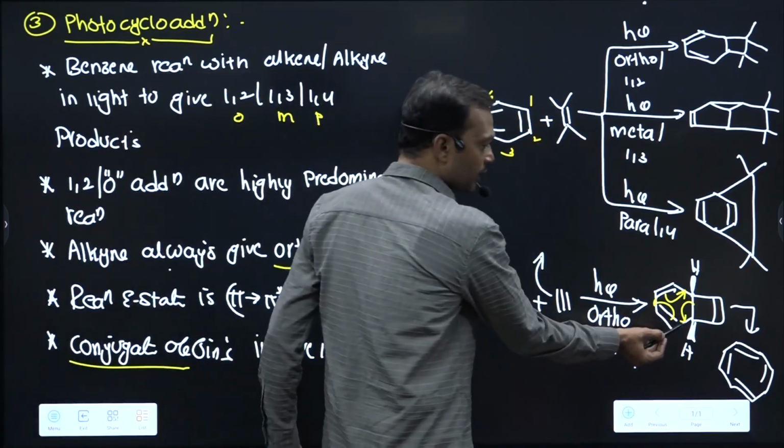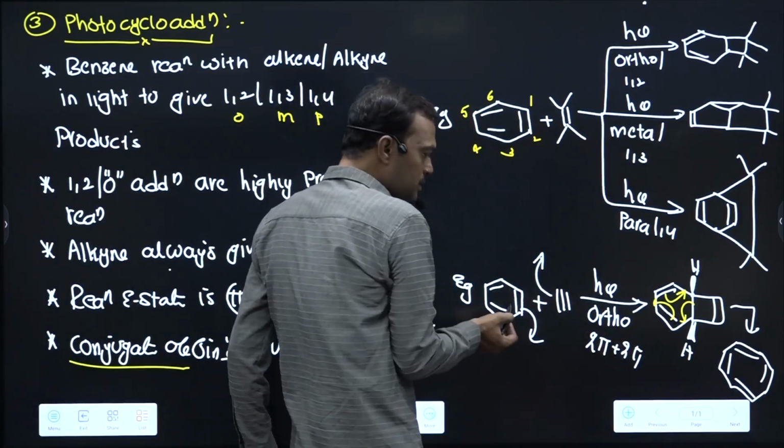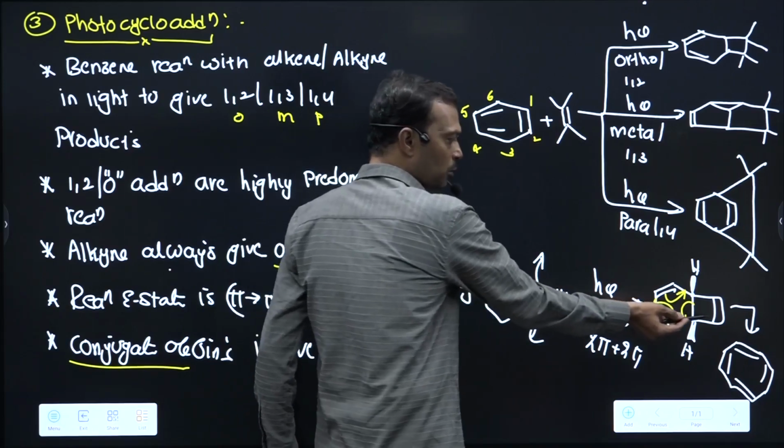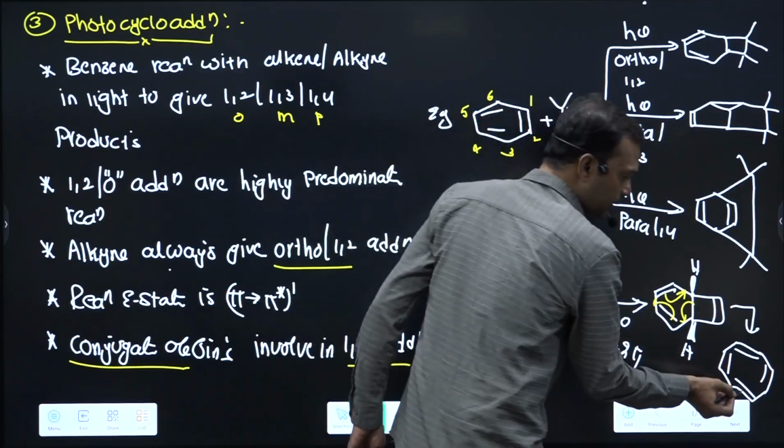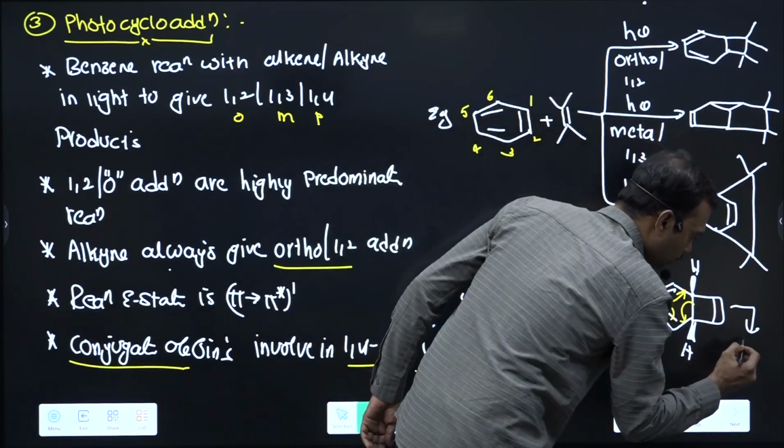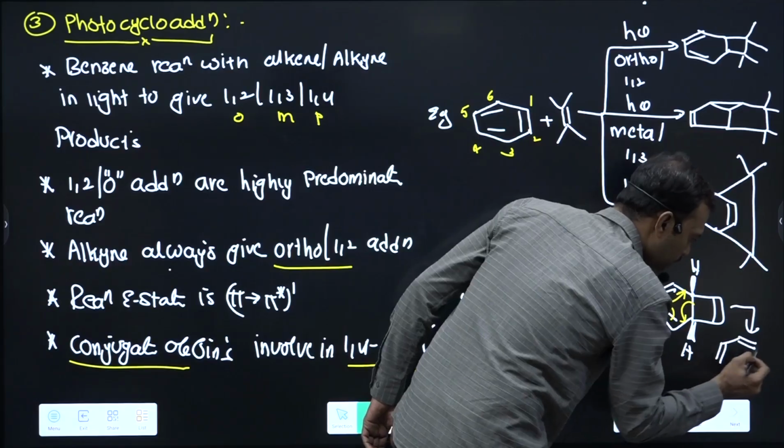If this molecule is given, it is prepared by benzene reacting with a triple bond. This is only possible with a triple bond. Then there is a double bond and here 2 double bonds are present. They undergo ring opening and there is a possibility of preparing cyclooctatetraene.